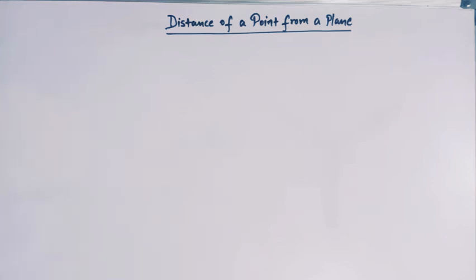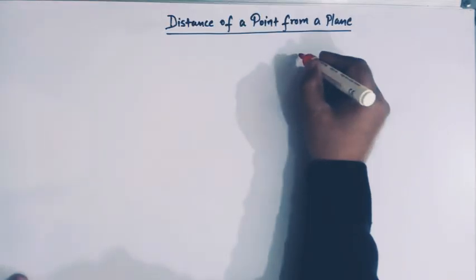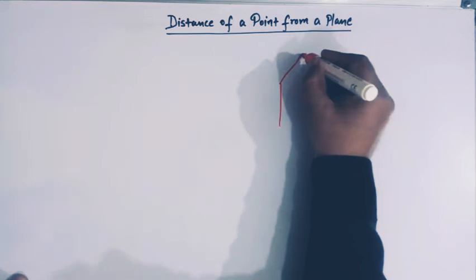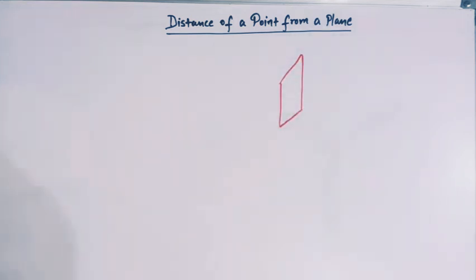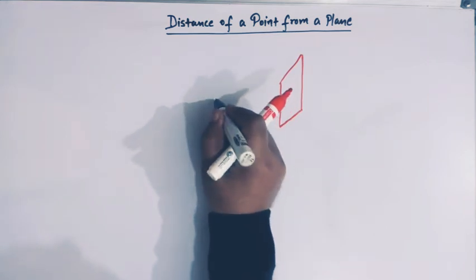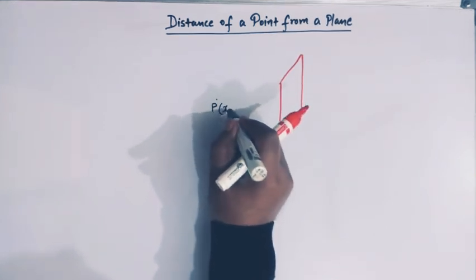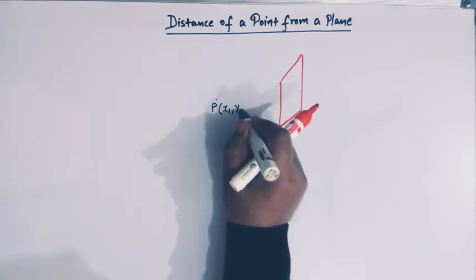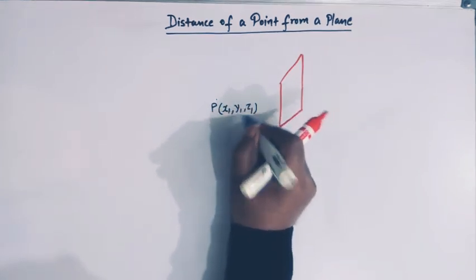Hello viewers, in today's class we are going to discuss the concept of distance of a point from a plane in three-dimensional geometry. So let us start the topic. Suppose we have a plane. This is the plane, and we have to find the distance of this point. Say here we have the point, say P, and the coordinates of this point are x1, y1 and z1, right?